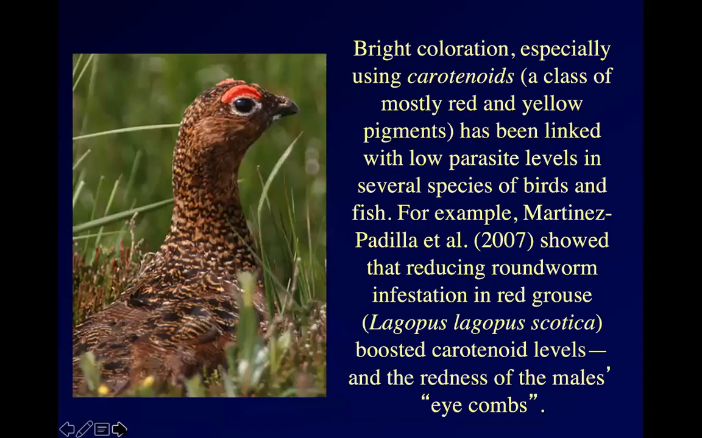And the general theme here seems to be that bright coloration is linked with low parasite levels in a number of species of birds and fish. In particular, coloration using carotenoid pigments, which are red, orange, and yellow. That's a Scottish grouse right there, popular bird for hunting, related to pheasants and partridge and things like that. And you can see that the male has absolutely gorgeous red eyebrows. And lady grouse love the males with the brightest eyebrows they can get.